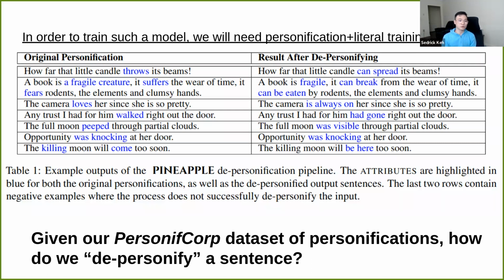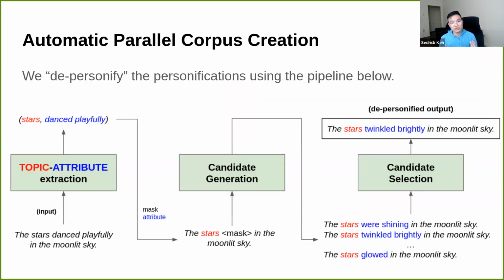In the first line, for example, it says how far that little candle throws its beams. Throws being something that's distinctly human. And after the de-personification pipeline, it becomes how far that little candle can spread its beams. Spread being something that both humans and non-humans can do. Here we see a diagram of our de-personification pipeline, with the three main steps. These are topic attribute extraction, candidate generation, and candidate selection. In the next few slides, we'll be going through these one by one.